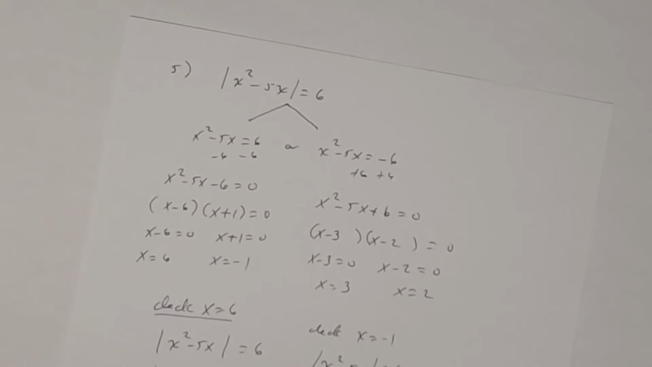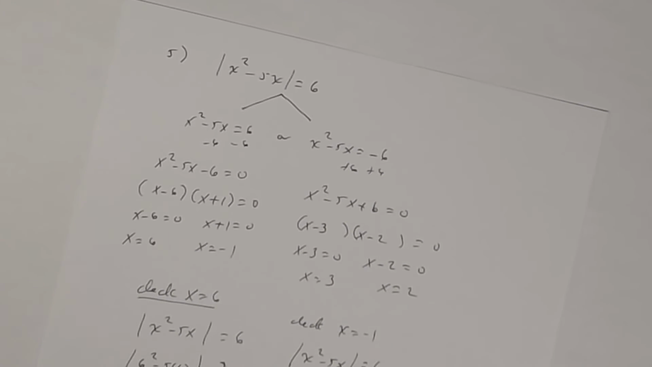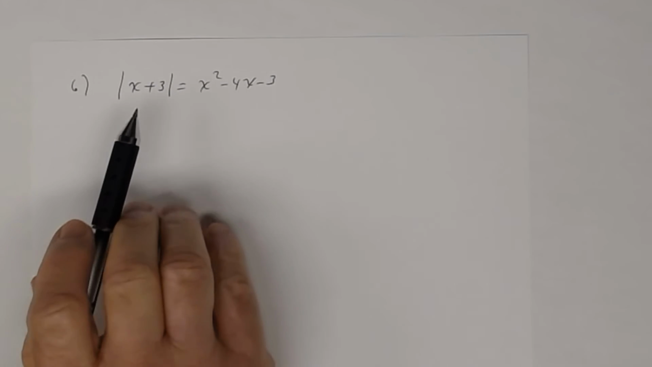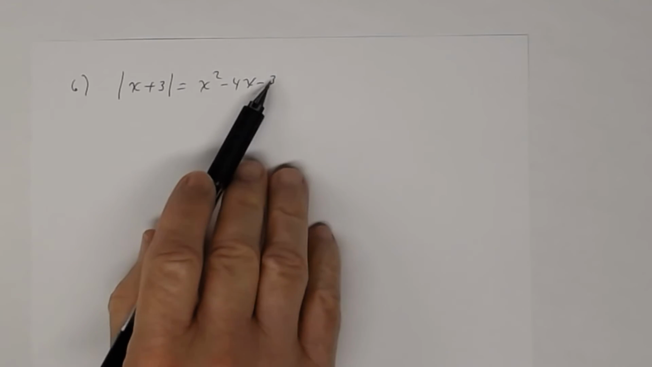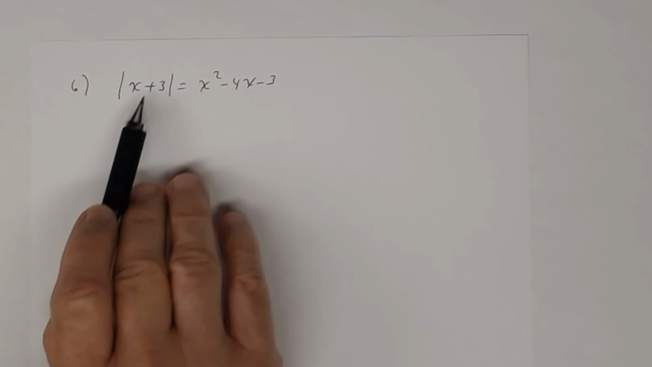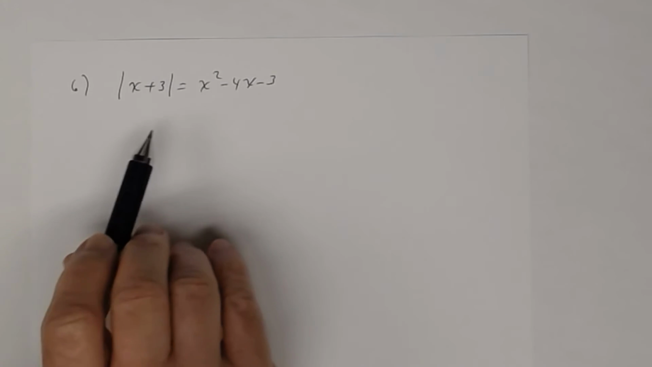Let's go ahead and look at one more, and let's look at this one. All right, so this will be number 6. Okay, so here is number 6. So notice I have an absolute value equation. I have variables on both sides, right? And notice that on one side I have a quadratic expression, and within these absolute value bars I have a linear expression. Don't let that throw you off.